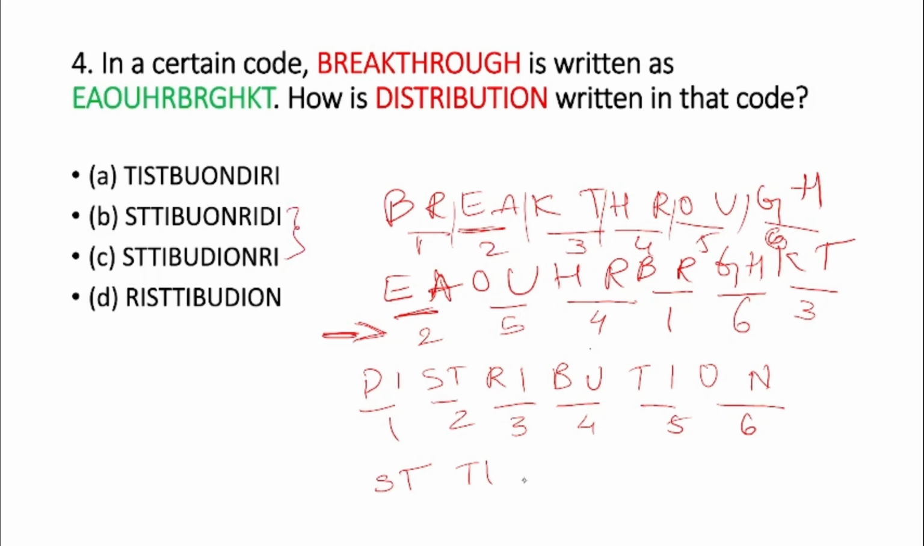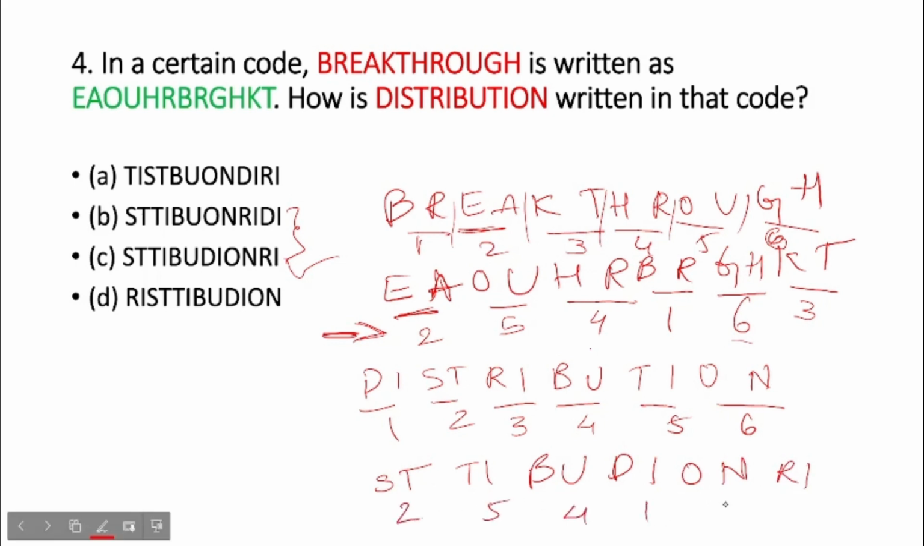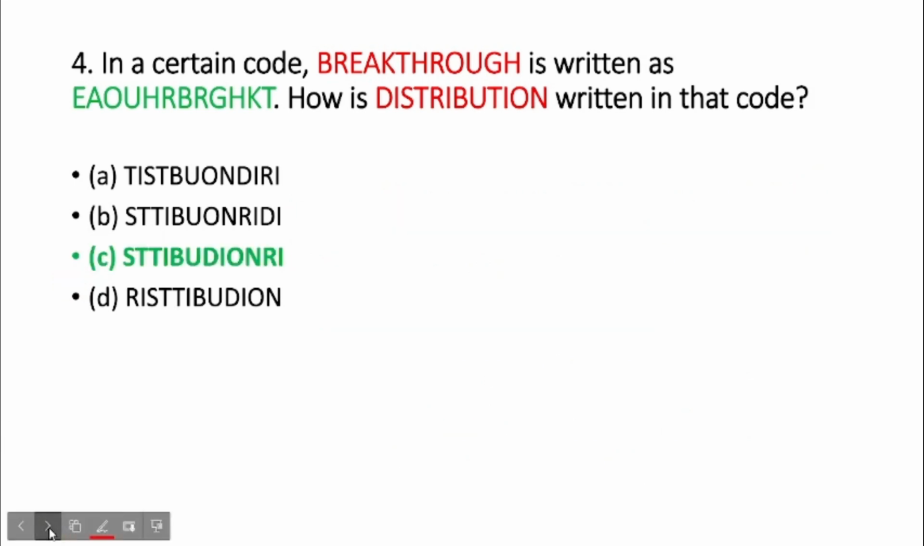Next comes 4. 4 is BU. And next comes 1. 1 is DI. So here is the answer. Let's finish it. Two more pairs: 6 is ON, and last comes 3, RA. So this is 2, 5, 4, 1, 6, 3. So the answer would be C. Yes, the answer is C.